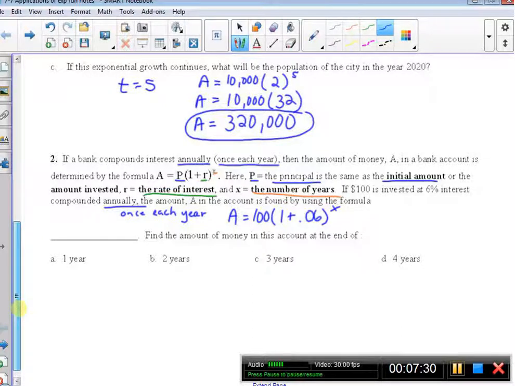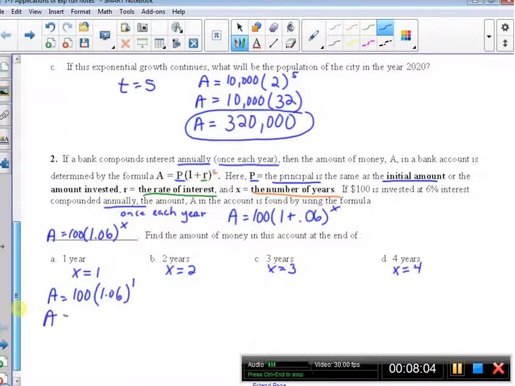So the formula is A equals 100 times 1.06 to the X. So find the amount of money in this account at the end of the first year. If it's compounding annually, then X is 1. 2 years would be X is 2, 3 years is X is 3, and 4 years is X is 4. So it's just 100 times 1.06 to the first, which is 106. So that's how much you would have at the end of the first year.